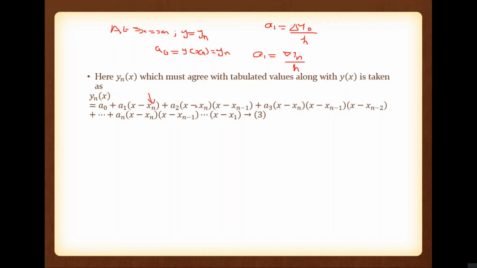I am not going to derive it. If you want, you can derive it, but there is no need. Simply replace the terms: always replace y0 with yn and delta with del. So a1 is equal to del yn divided by h. What about a2? a2 is equal to del square yn divided by 2 factorial into h raised to 2. So we need the last row of the backward difference table.